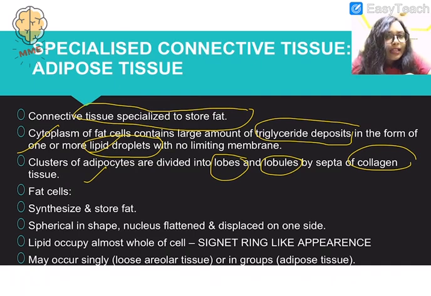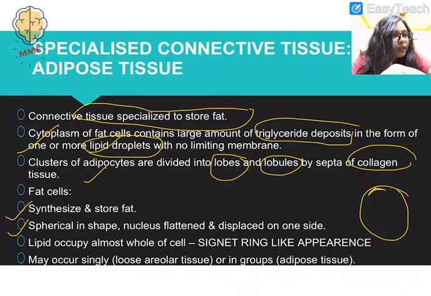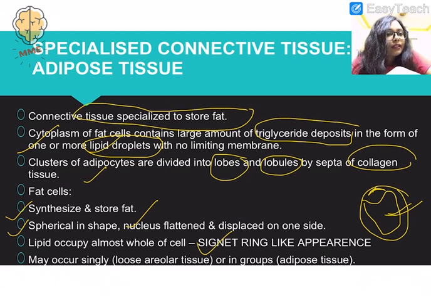Now the fat cells, what is their function? They synthesize and store the fat. They are spherical in shape. I just showed you the picture of a fat cell in the starting of the video. If you have a confusion, then you can go there. You will find a cell like this, the nucleus like this, and this is the fat droplet here. So the nucleus will be flattened, displaced to one side, and signet ring appearance I told you. And they can be in a group or they can be singly placed.